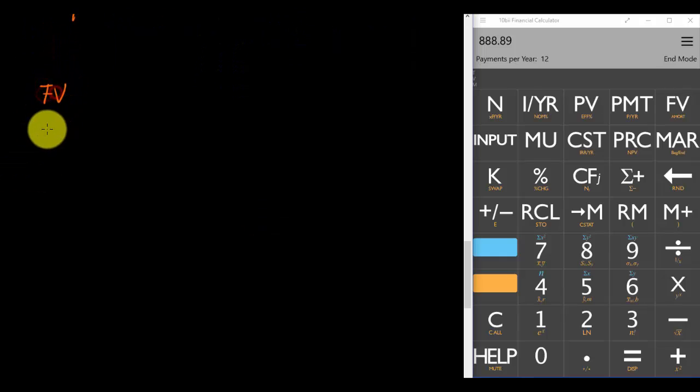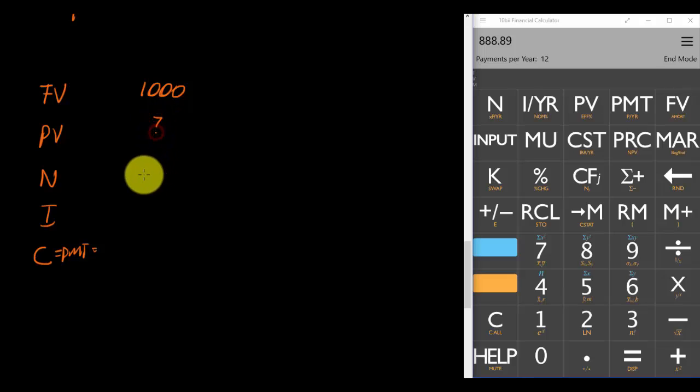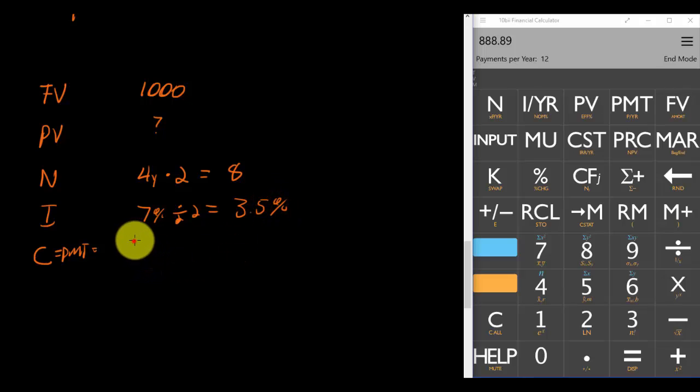So let's redo our cheat sheet: future value, present value, N, I, and I'm going to put C for coupons, which is the same thing as payments. My future value is 1,000. My present value is what I'm looking for. N is 5 years times 2 times per year, so that's equal to 10 periods. I is 7% divided by 2, which is equal to 3.5%. My payments were $80, but I have to pay them out twice a year, so that's divided by 2, which is equal to 40 bucks.